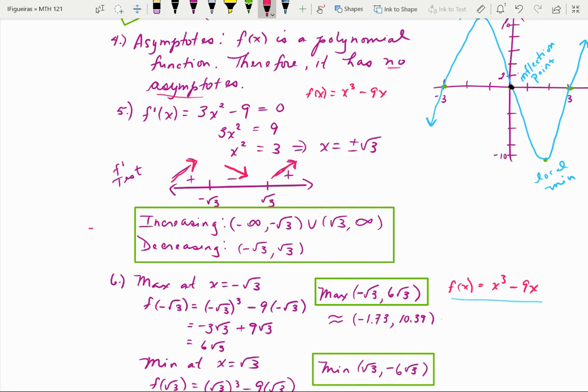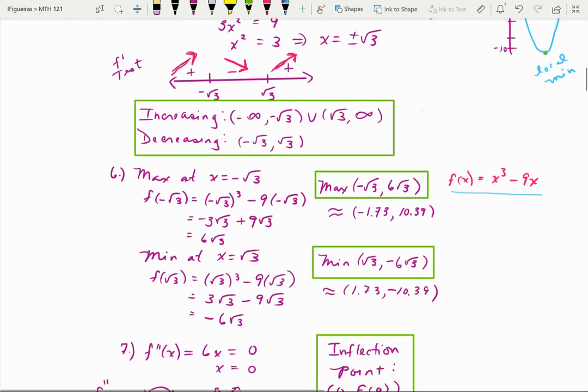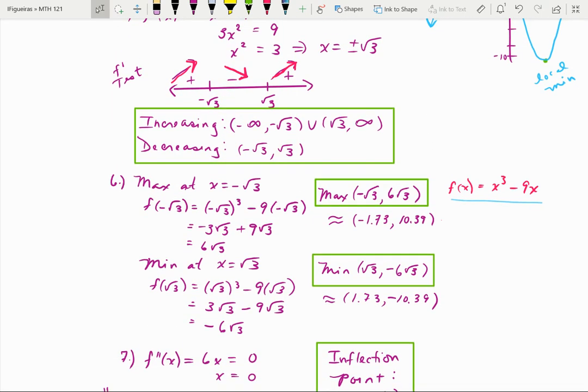So in summary, I have that the graph is increasing from negative infinity to negative root 3, and then from root 3 to infinity. And it's decreasing from negative root 3 to root 3. So your intervals of increasing and decreasing should always be open, never closed intervals. That also means that I have extreme values. So if your graph is increasing then decreasing, that means I have a maximum at negative root 3.